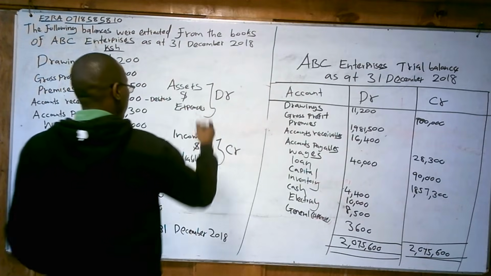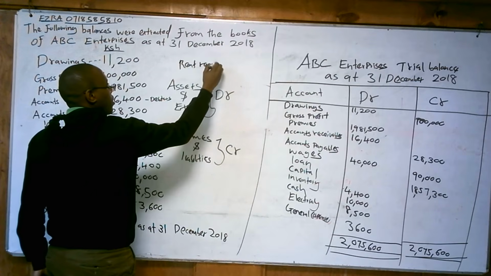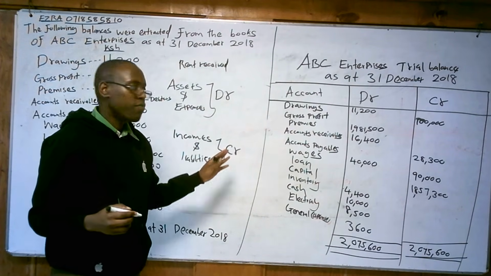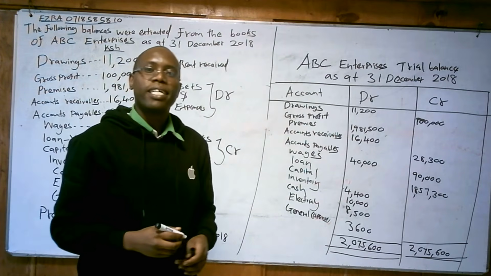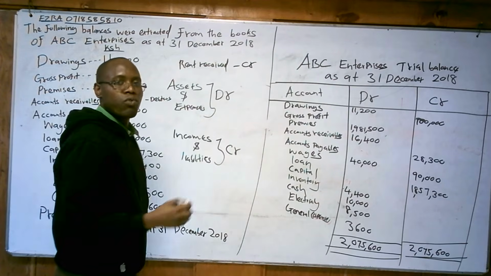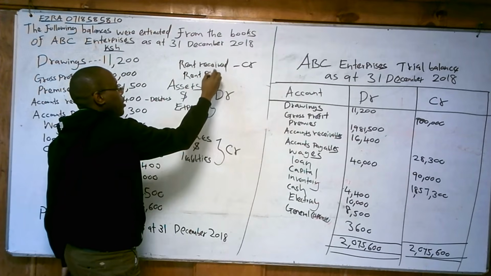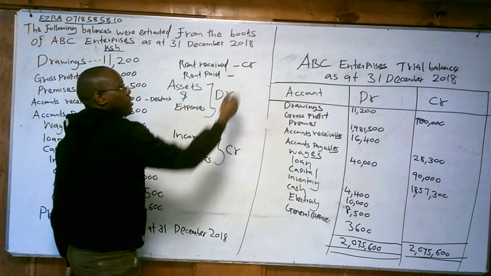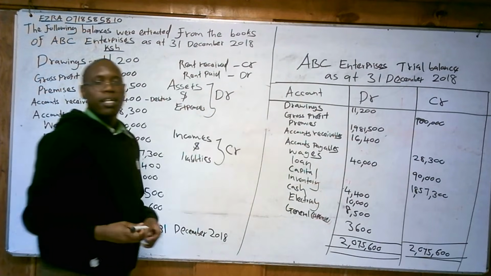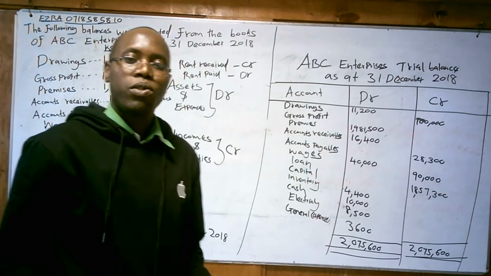When we talk about rent received, that's an income. Rent received is going to appear on the credit side. So this one is supposed to appear on the credit side. But if they were to give you rent paid, that is an expense, and the rent paid will appear on the debit side. The rent paid is going to appear on the debit side because it's an expense.